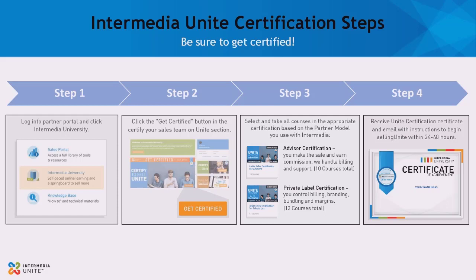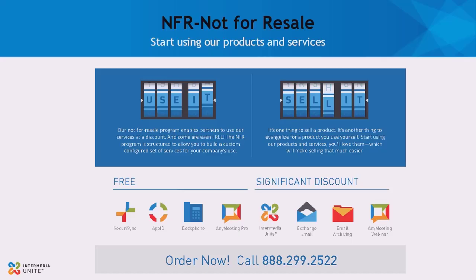Now, to get started on the certification process, it's really simple. You would simply log into your partner portal, then click on Intermedia University, and then click on the orange Get Certified button. If you get lost with this, or if you need any assistance, you can contact your partner account manager, and you can also contact the partner concierge desk.